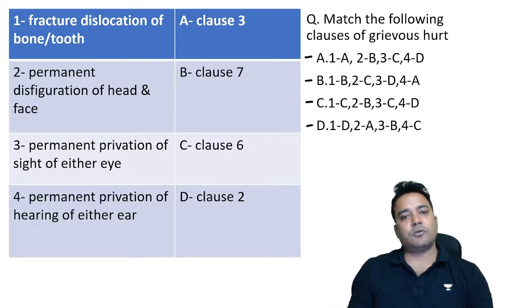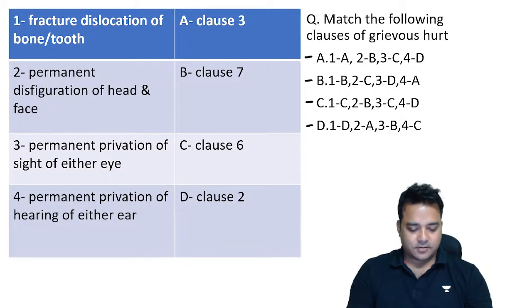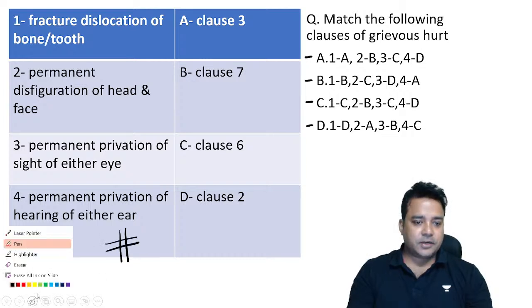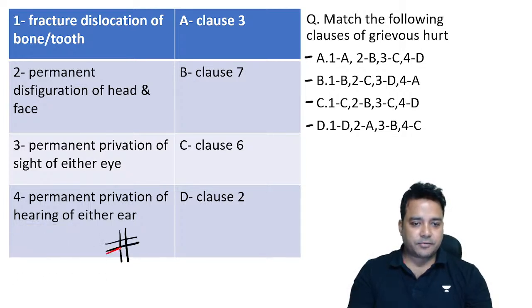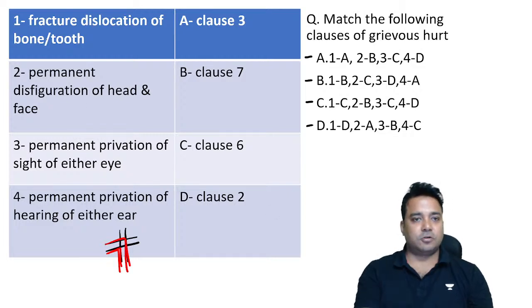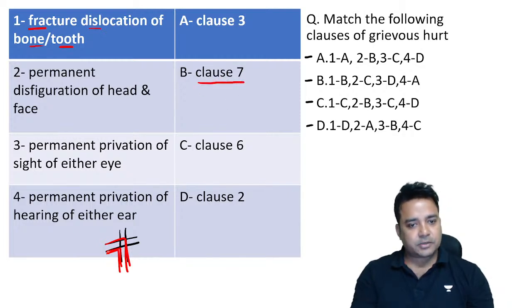एक चीज देख के आंसर सॉल्व हो. एक ट्रिक याद रखें. इज दैट ट्रिक? फ्रैक्चर सिंबल में which number is hidden? Number 7. So causing of fracture, dislocation of any bone or tooth will be clause 7. फ्रैक्चर सिंबल में नंबर 7 हिडन है.